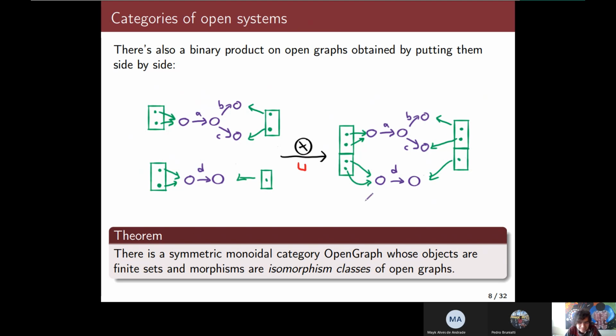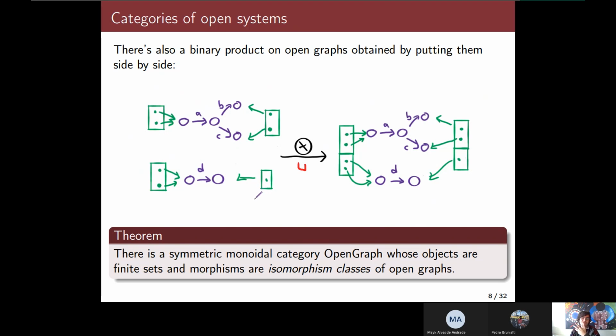And of course, what we want to say is that this composition is really a composition, and that this tensor product is actually a tensor product. And this is true: there is actually a symmetric monoidal category of open graphs, and the objects are finite sets. So these sets here are the objects in your category, and the morphisms are these isomorphism classes of open graphs. So the morphisms are the open systems, and this will be in any cospan model of open systems. This is more or less a paradigm that we have sets as objects and isoclasses of open systems as morphisms.